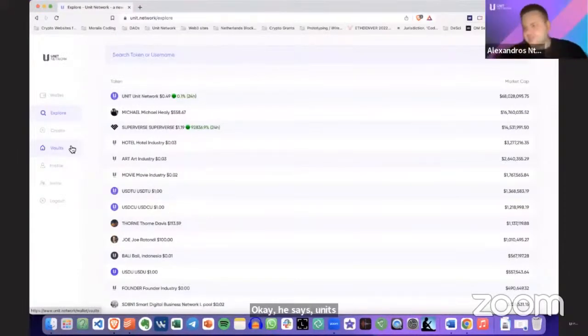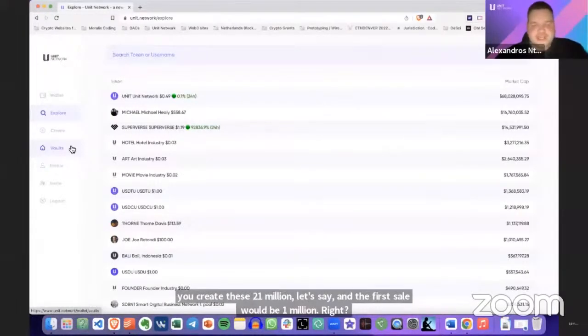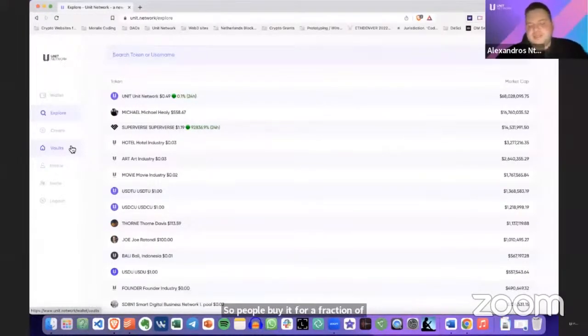The bank with the unit is more about announcing the sale of your token, right? Let's say you say my token will have, just like Bitcoin, 21 million in circulation. One of the things you can do is you sell 1 million first. You create this 21 million, and the first sale would be 1 million, so people buy it for a fraction of a cent or so. Then for the second round, you would use the bank to add 1 million more into the circulation. So that's what the bank does.